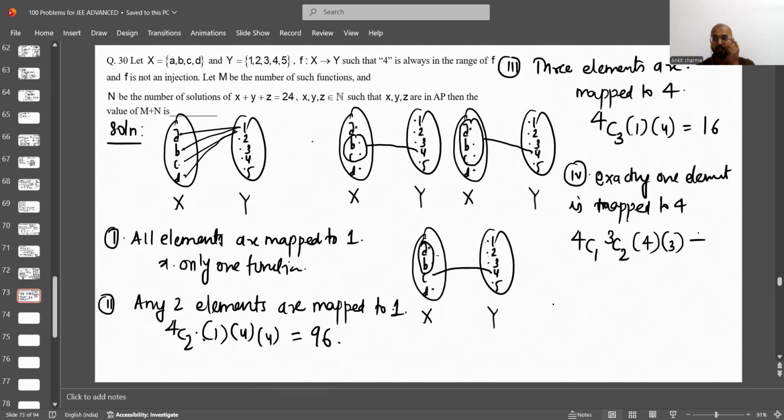Or there could be one more case here. I can select one element again, and then instead of selecting two elements, I can select all three of the remaining ones, and they again have four choices.